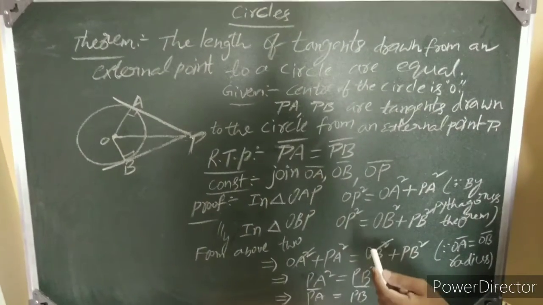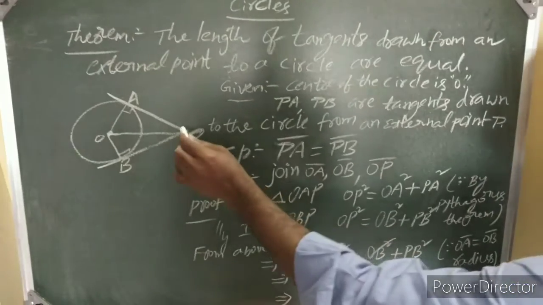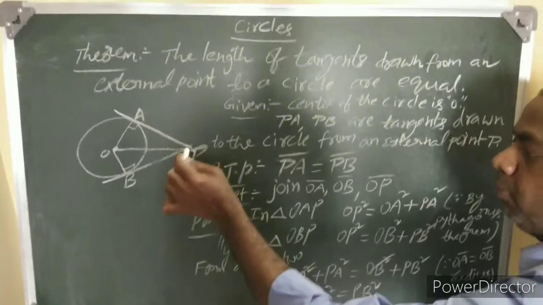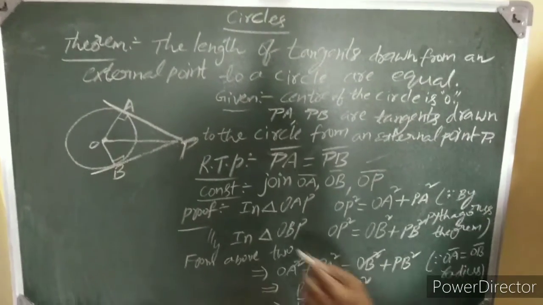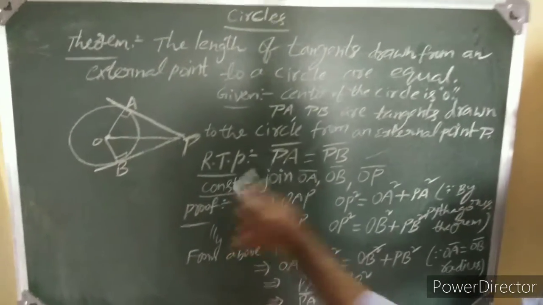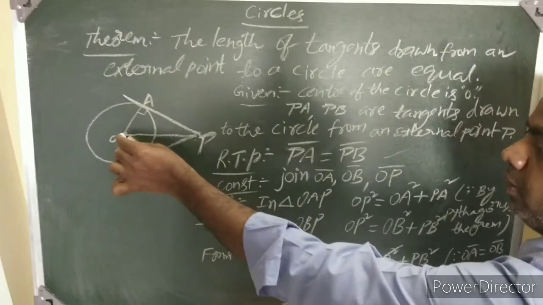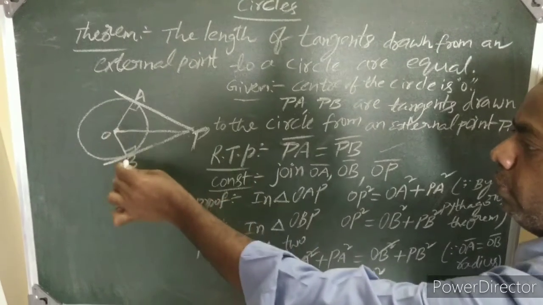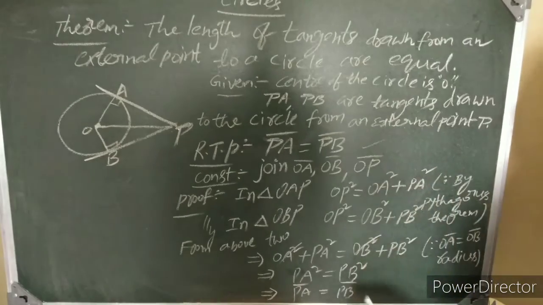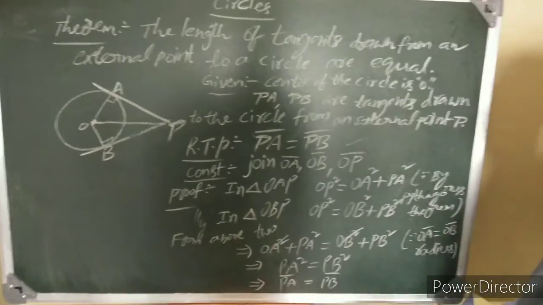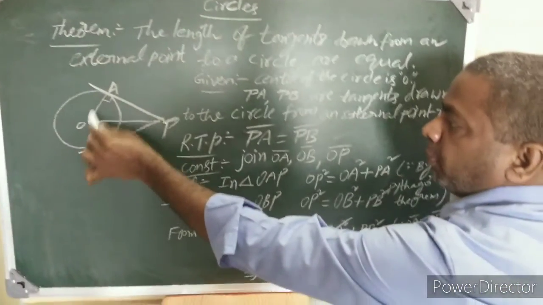Required to prove. What we have to prove? The length of PA is equal to the length of PB. That we have to prove. For that what we have to do? Construction. Join OA and OB. Now prove. First, the upper triangle.